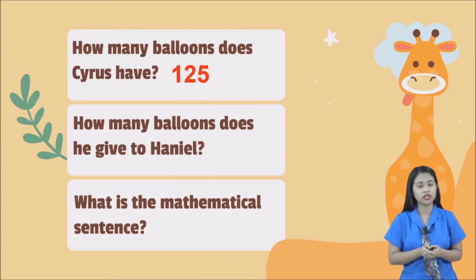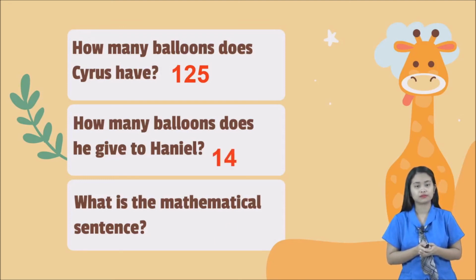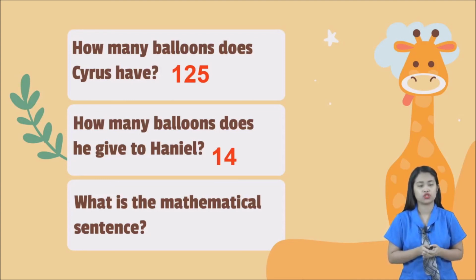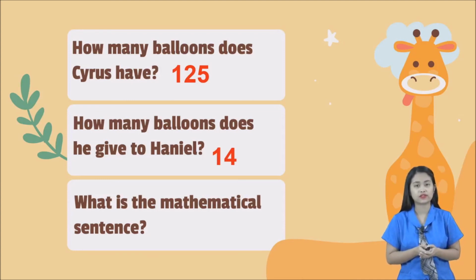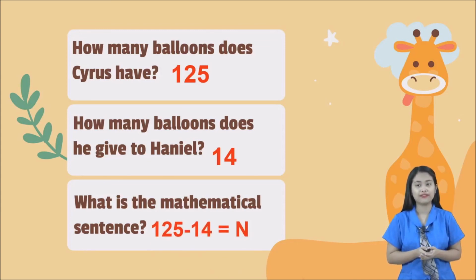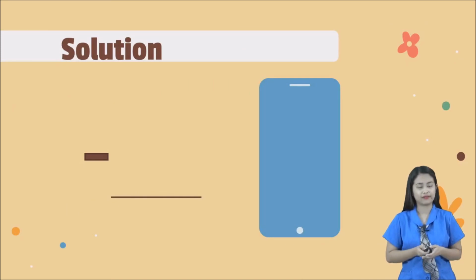Next question, how many balloons does he give to Haniel? So he gave 14 balloons. So what is the mathematical sentence for the problem? We have 125 minus 14 equals to n. Now let's have the solution.